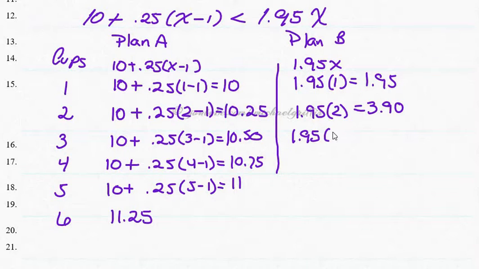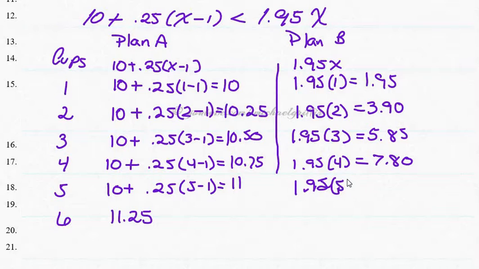Okay, on our third visit, what is that going to be? 3 times 1.95, doing that in my head, that'd be $5.85. And then 1.95 times 4 on our fourth visit is $7.80. On our fifth visit, that's $9.75. So you notice the difference is getting closer and closer here.